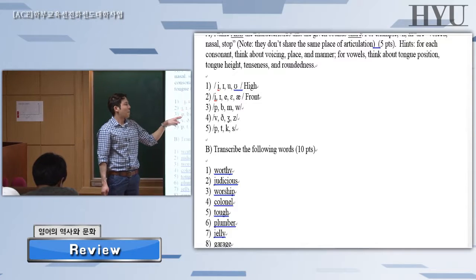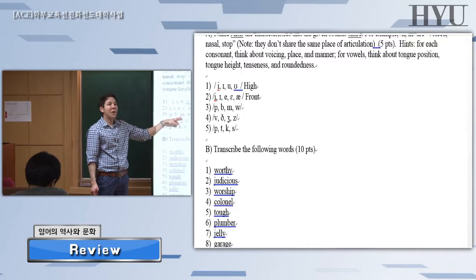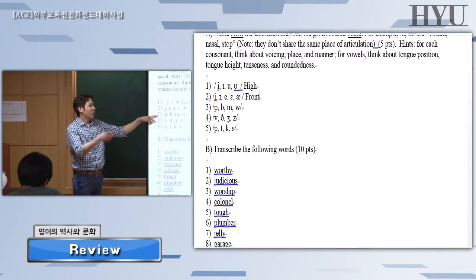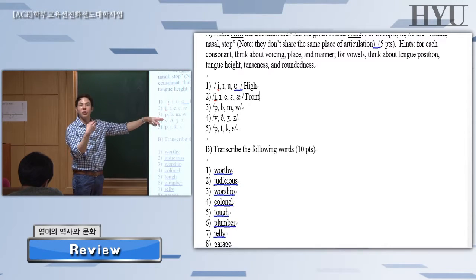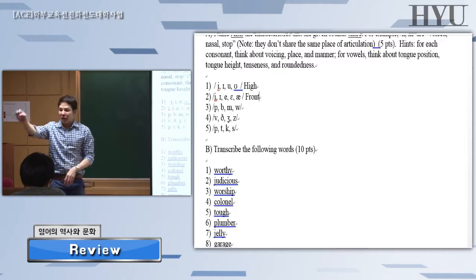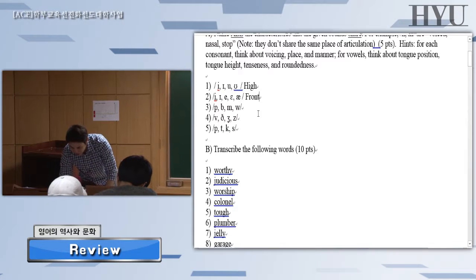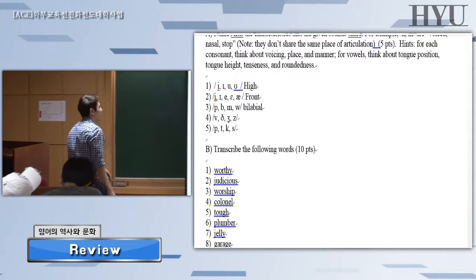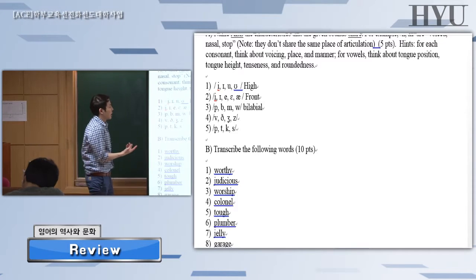Number 3, P, B, M, W. When you pronounce these sounds, you use 2 lips, right? So they are all bilabial, like that. And then anything else?